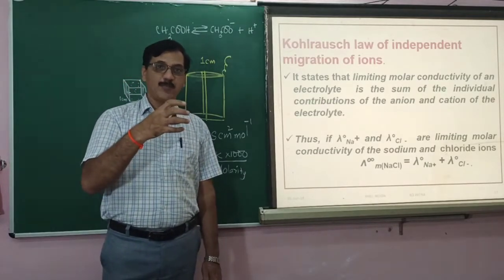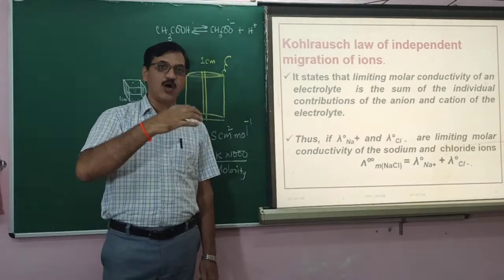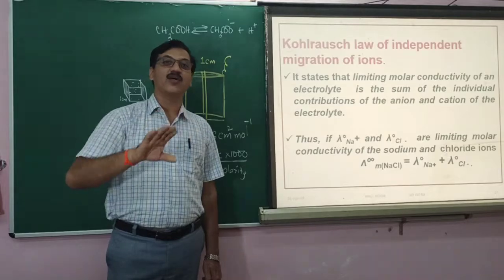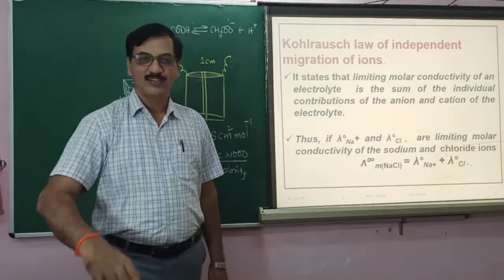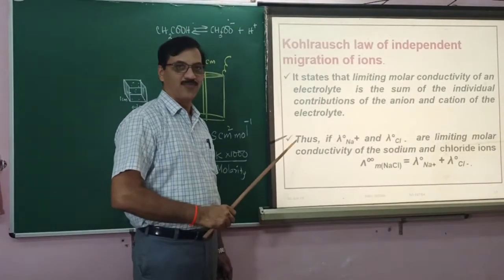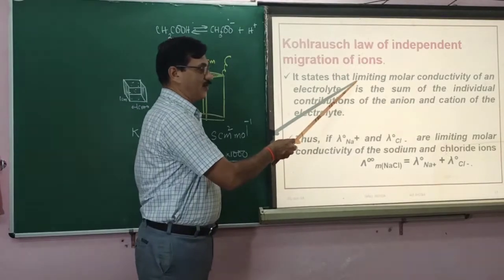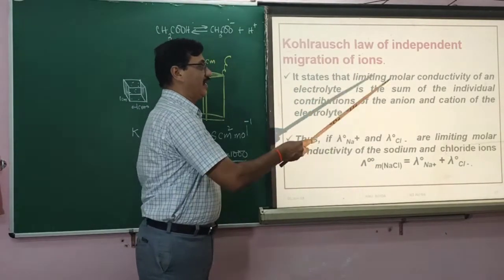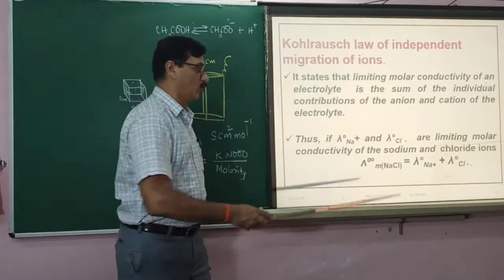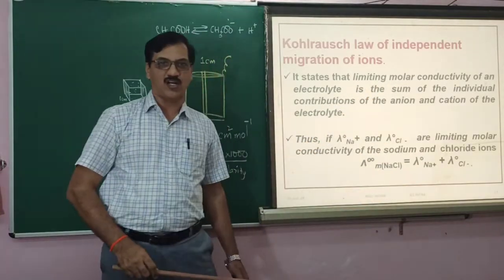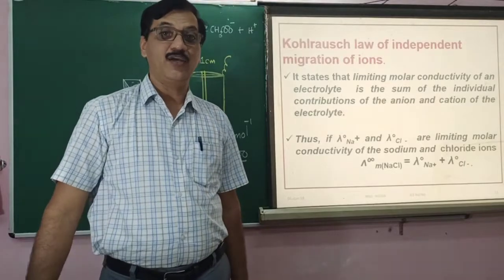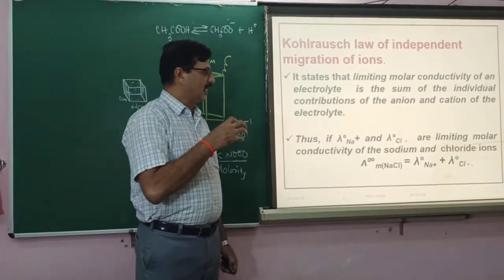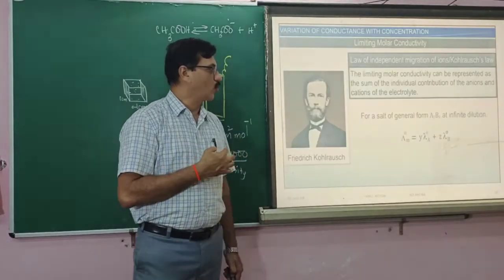So the chloride ion may be present along with NaCl or maybe HCl. The contribution due to conductivity of chloride ion remains the same. This is the gist of Kohlrausch's law. So limiting molar conductivity, or molar conductivity at infinite dilution, of an electrolyte is the sum of the individual contributions of the ions present in the electrolyte. Now this is Kohlrausch's law.